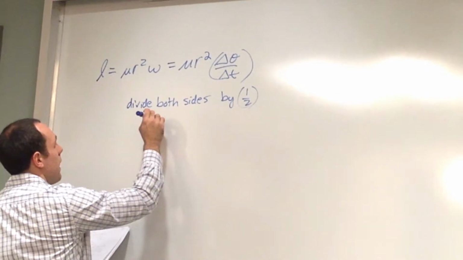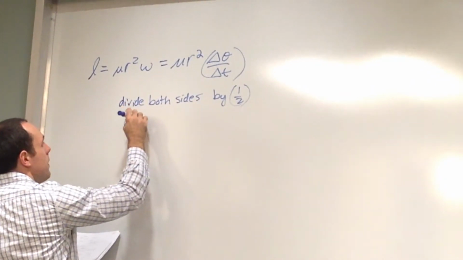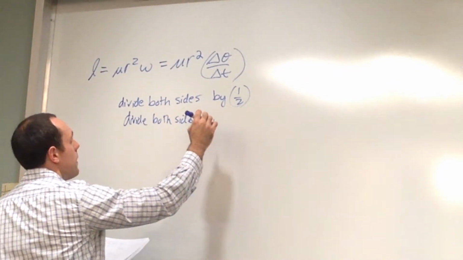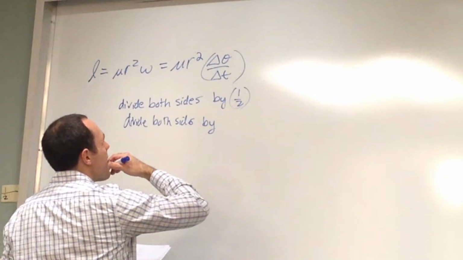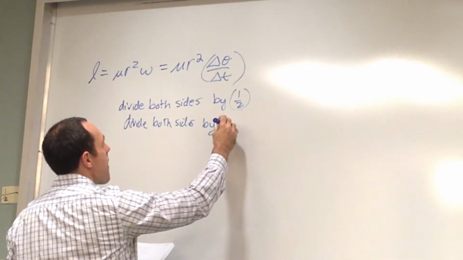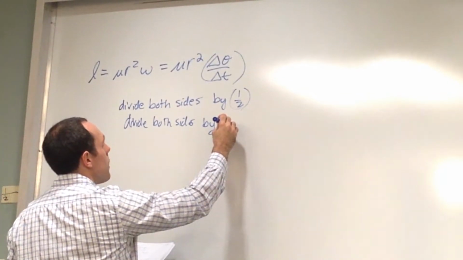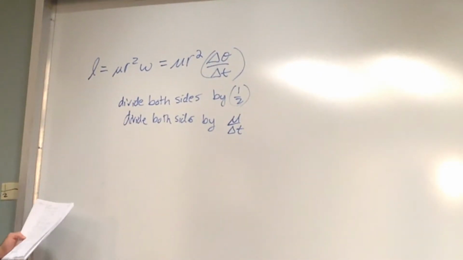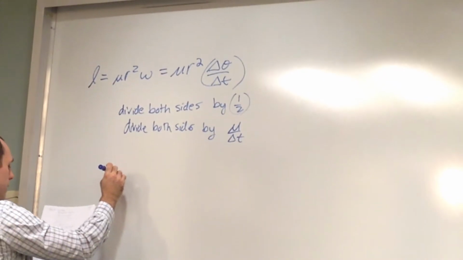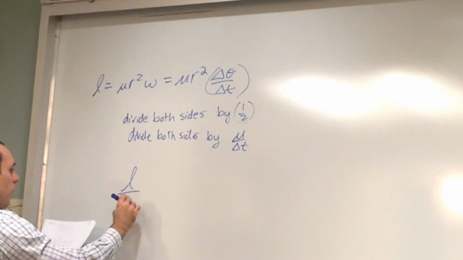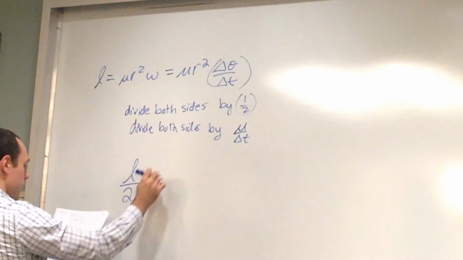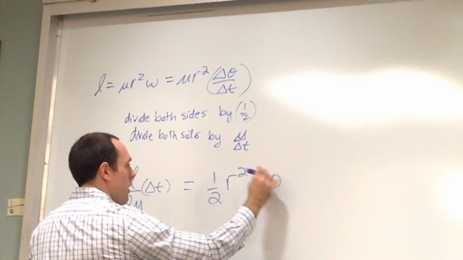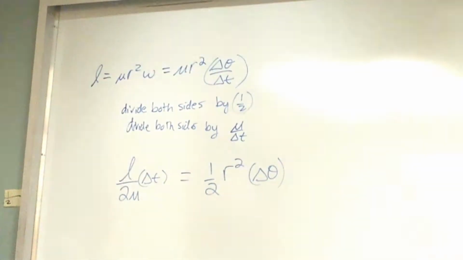And I am going to divide both sides by mu over change in time. So if I do that, what I end up getting on the left-hand side is the angular momentum L over 2 mu times the change in time, which is equal to 1/2 r squared times the change in angular displacement.